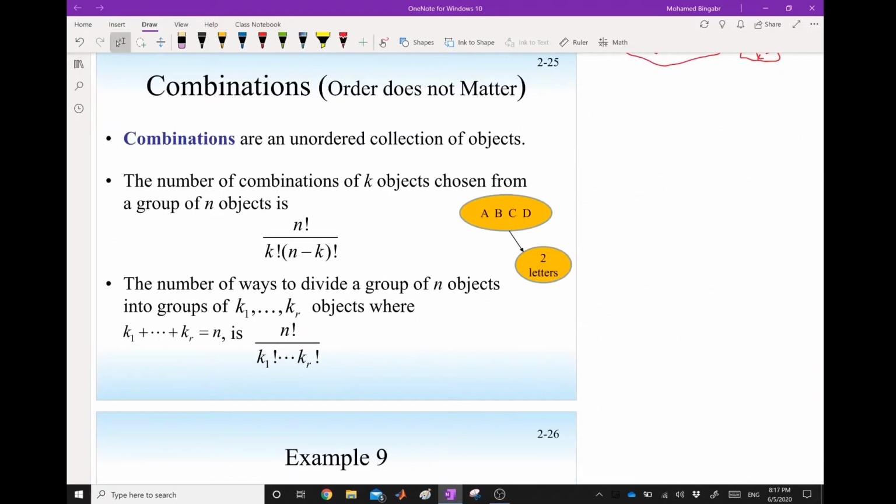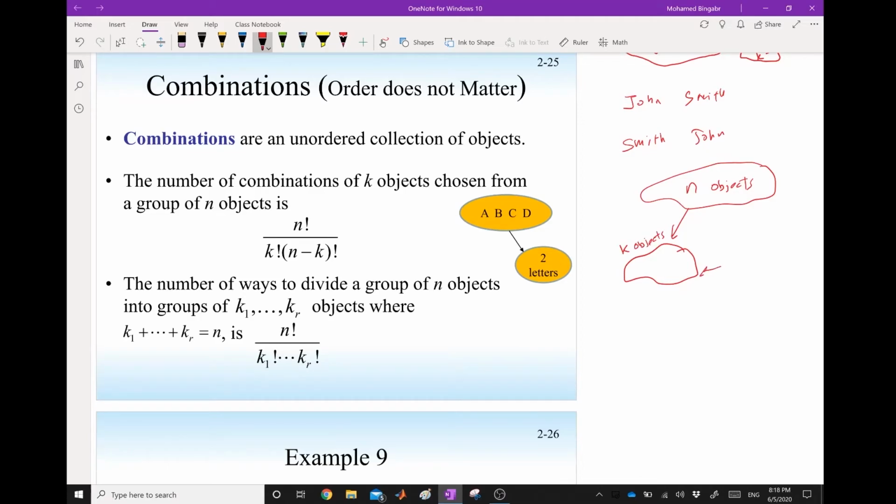Now, combinations, order does not matter. In a case, if I choose John then Smith, it is the same as if I choose Smith first then John. So the order here does not matter. I have a population that has n objects, and I want to form a subpopulation with k objects. How many ways can I construct this subpopulation or this event? In this case, order does not matter. A, B or B, A are the same. I don't count them twice.